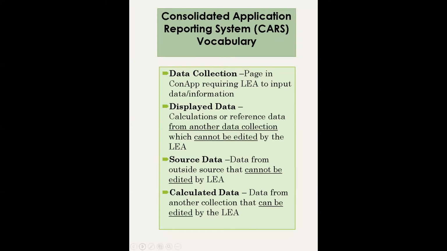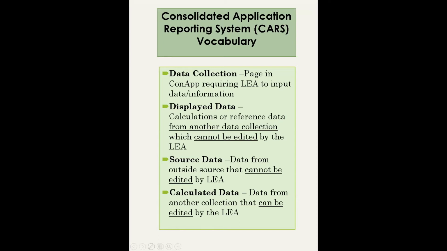Displayed data is the data that is displayed already for you. In other words, it's pre-populated, and it could come from various sources. It could come from another data collection. And you may have reported something in a prior year, and that shows up as displayed data. And you can't edit it because it's already been certified and it's something that's done. Also, it could be things like your allocation amount. You can't change that. Source data from an outside source, and this would be more where your allocations come from. In other words, CDE populates it with some information, and you can't change that information.